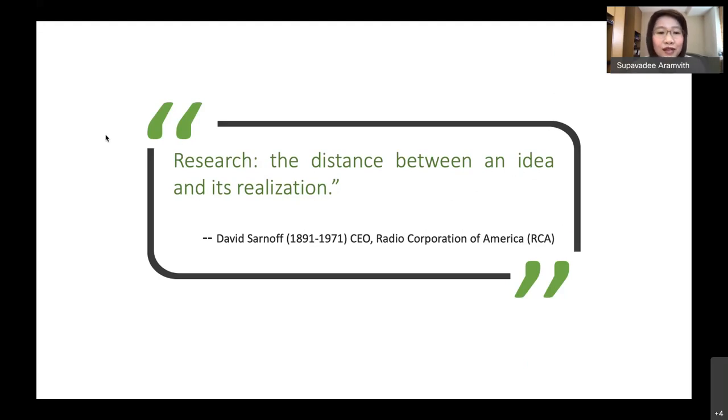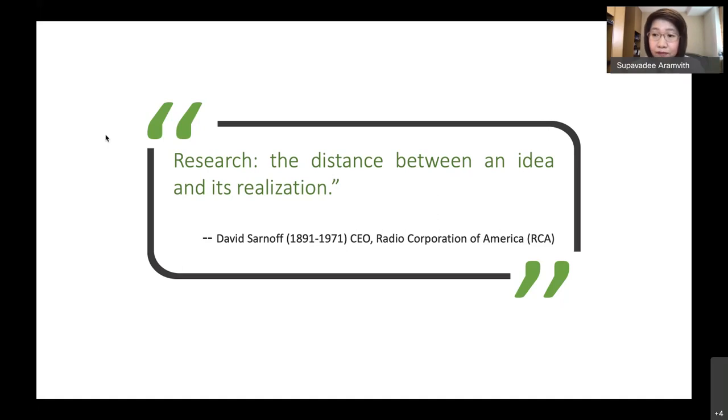I would like to start with research, which is a distance between an idea and its realization. When we start doing research, we start with some idea, right? And if you are a student, your realization would be to publish in a good conference proceeding or a journal. In the long term, we may also want to build a practical application, a product, and then file a patent. So realization can be many things.